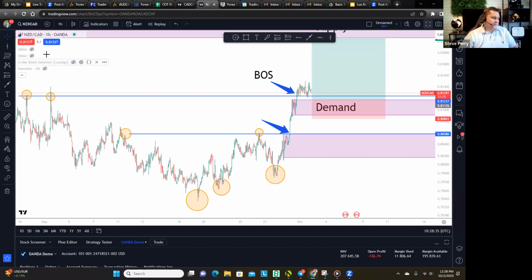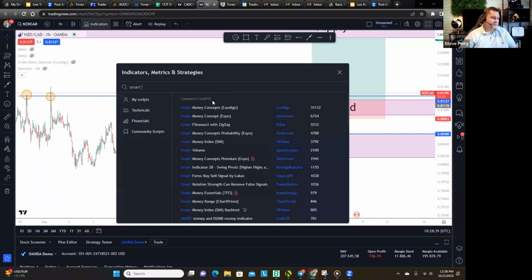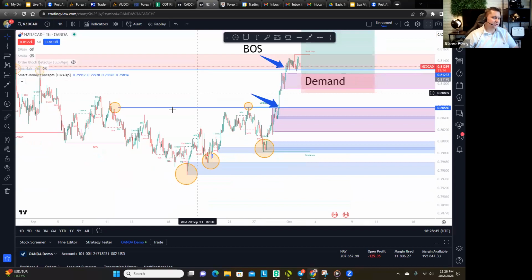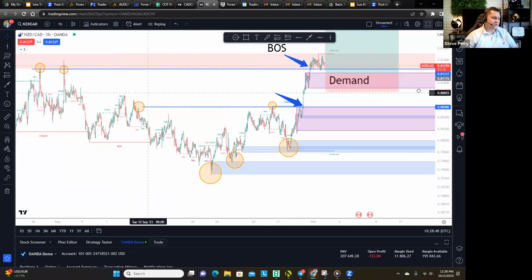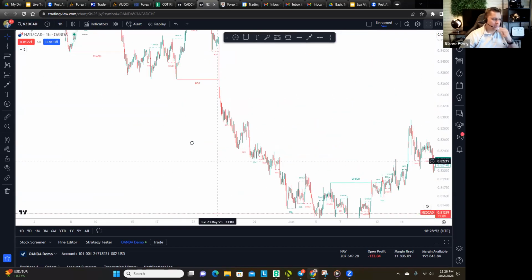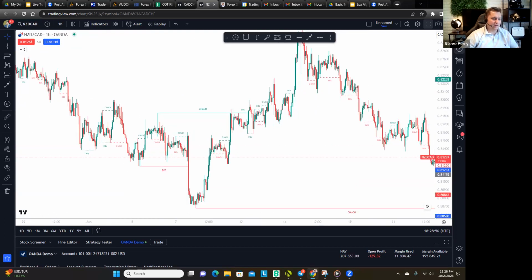So I like these. The other one I like is the Smart Money from Lux Algo. I don't use this one as much, but it is pretty awesome because this will teach you price action, by the way. Let's turn off everything else except this one. Let's go back in time. Let's just look at a chart with just Smart Money on it. So this is kind of cool. This will teach you price action concepts.